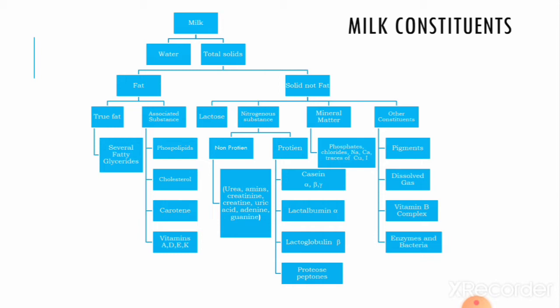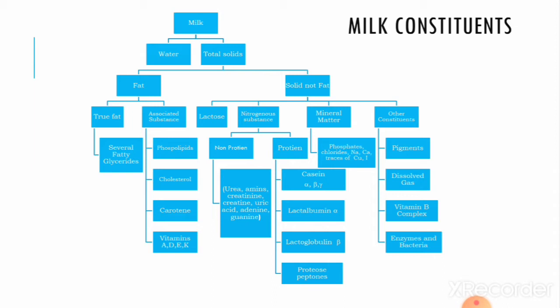Fat is again divided into two classes, that is true fat and associated substances. The true fat has a classification of several fatty glycerides. Associated substances include phospholipids, cholesterol, carotene, and vitamins A, D, E, K. The solid not fat is again classified into four classes, that is lactose, nitrogenous substances, mineral matter, and other constituents.